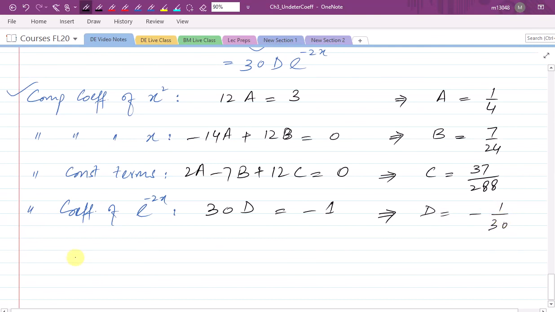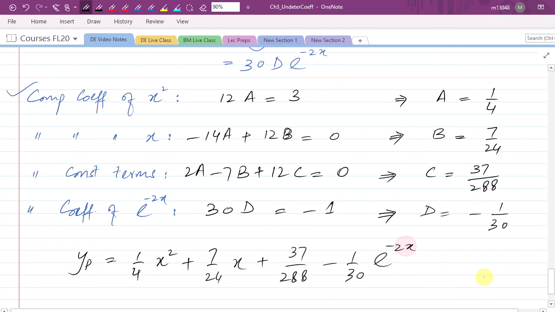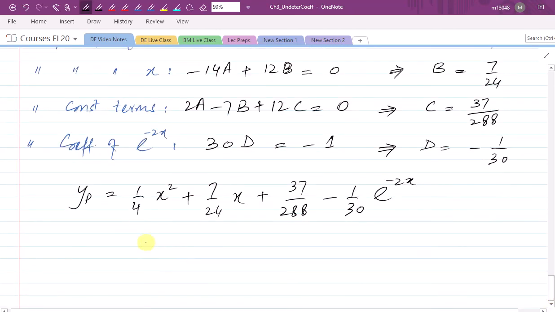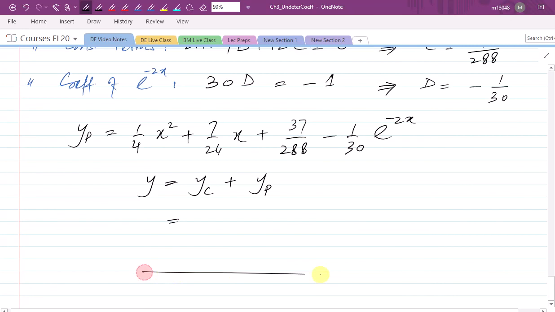That completes our yp. Ax square, 1 by 4 x square, bx, 7 by 24 x, plus c, 37 by 288, plus d e power minus 2x, and of course our general solution is yc plus yp, and that is equal to, well, I'll leave that step for you, and that completes our question.